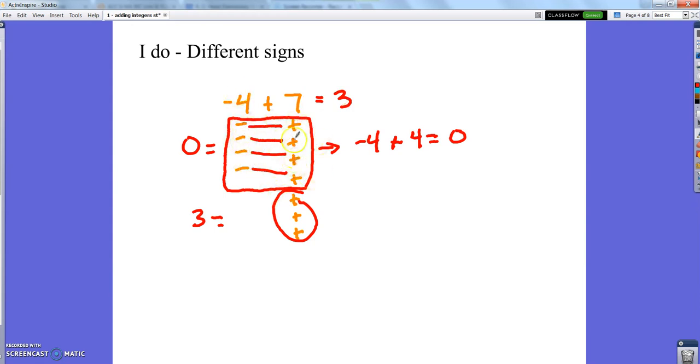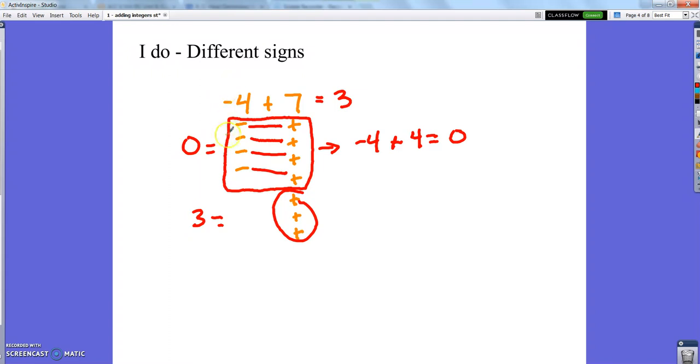These 4 of these and these 4 of these make a 0. And I add to that these 3 positives that don't have a 0 to be made. 3. So negative 4 plus 7 is 3. Alright? So hopefully that's kind of clear.